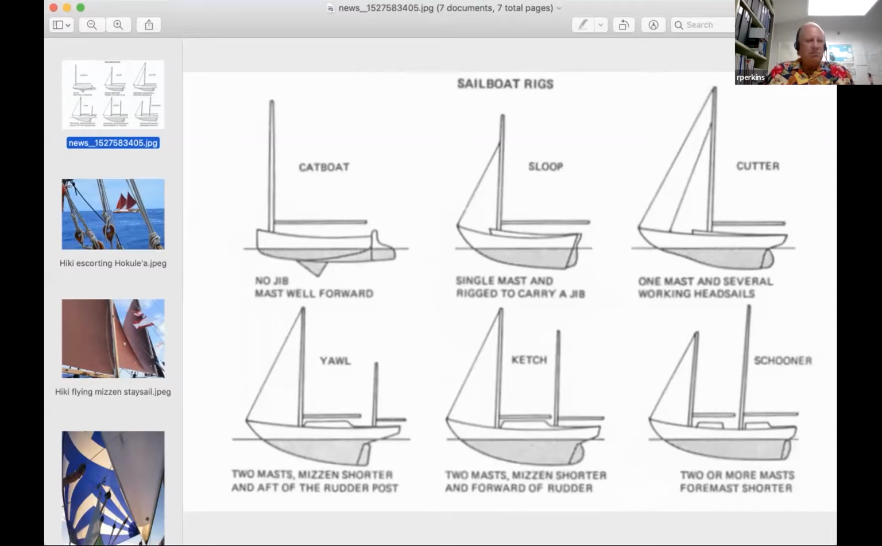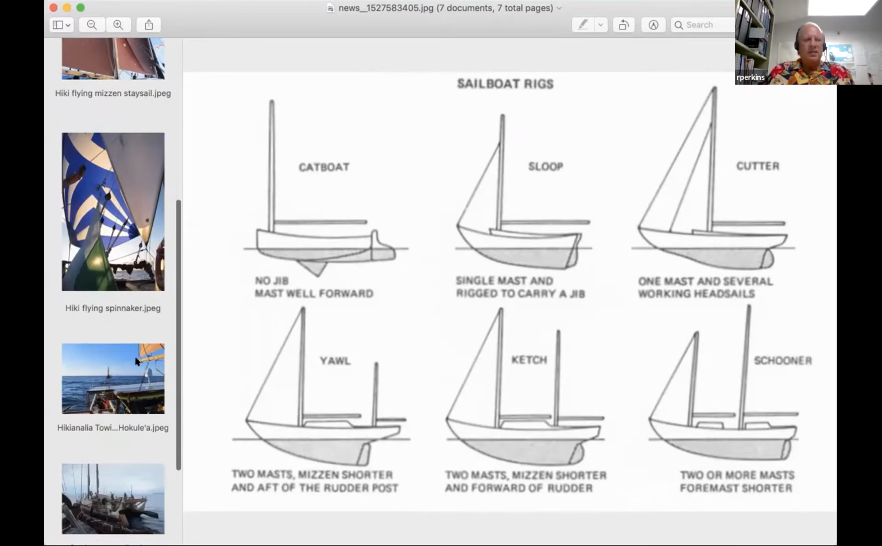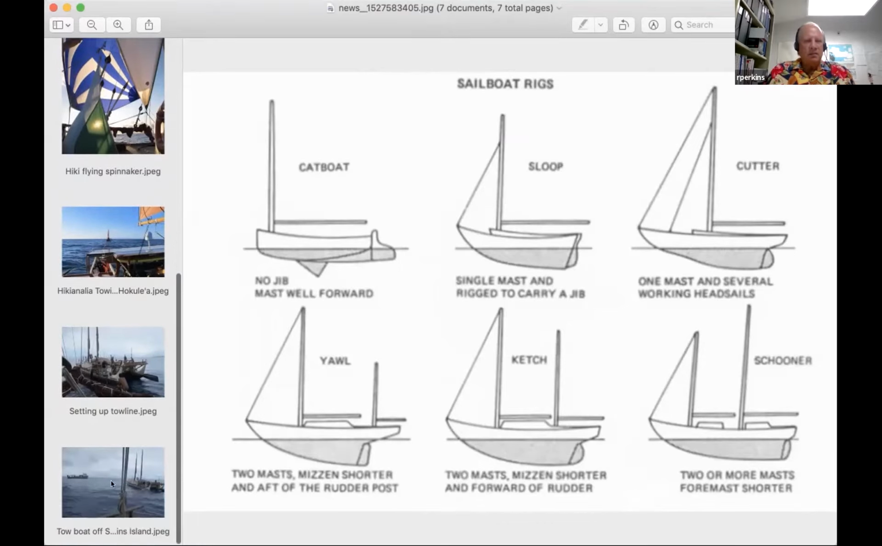I had some pictures of that. I don't know if we have them. I sent them to John. Yeah, maybe. No, that's not it. That's not it. No, nope.